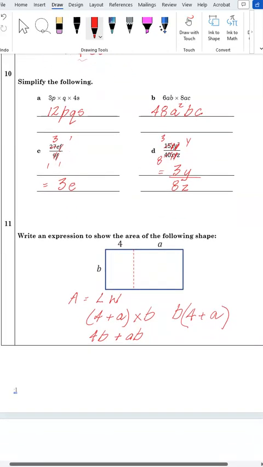The area of a rectangle. This is the length and this is the width. There's always length times width. So the length is 4 plus A times B. So you could have that as B times 4 plus A, or you could have it as 4B plus AB. So the area of this one plus the area of this one.